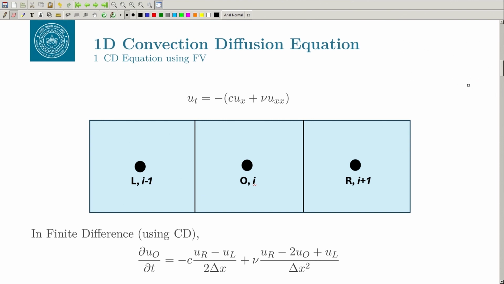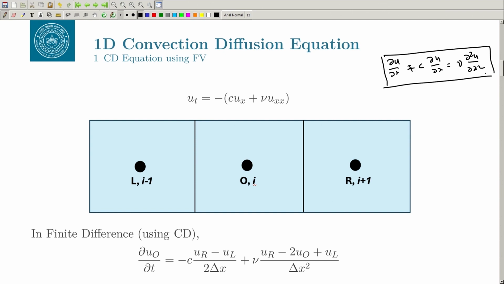So, the equation that we are trying to solve is del u by del t plus c del u by del x is equal to nu del 2 u by del x square. This is the convection equation, and this is the viscosity term. It can be, let us say, if you are solving a thermal problem, the thermal conductivity. And if you want to solve it, let us say, in finite difference.